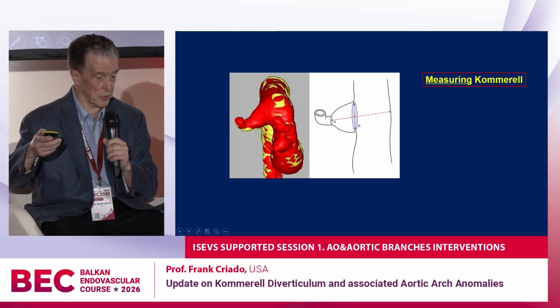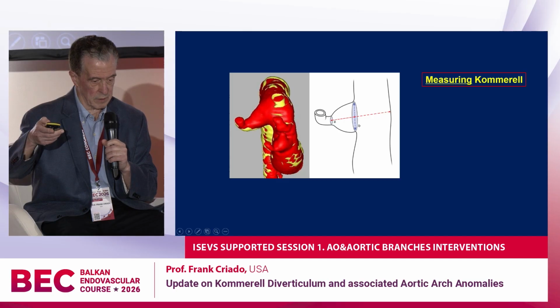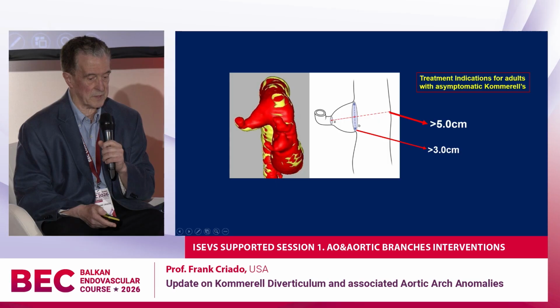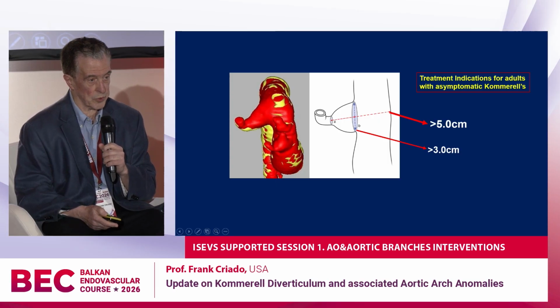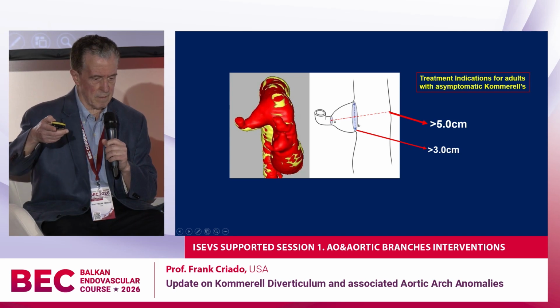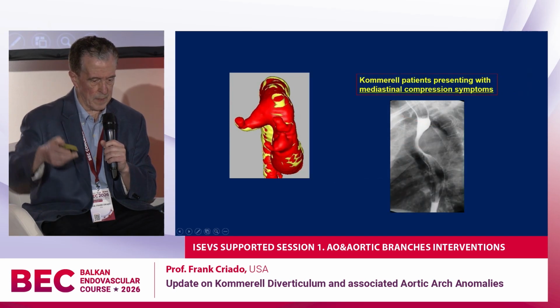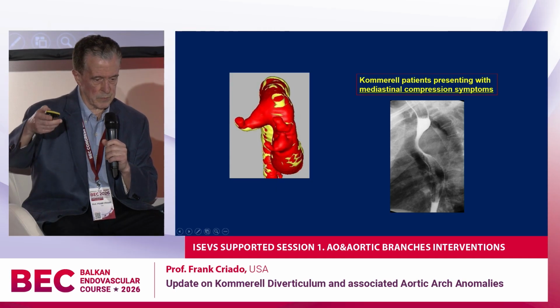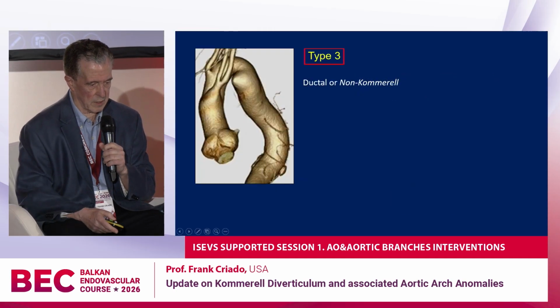In addition to measuring the opening at the base of the Kommerell's diverticulum, when the transaortic measurement exceeds 5 centimeters, that's when we should consider elective repair, or when the other measurement exceeds 3 centimeters. But the more important one is a transaortic measurement beyond 5 centimeters, as I just said. And there you have, again, a patient presented with mediastinal compression symptoms of esophageal compression.